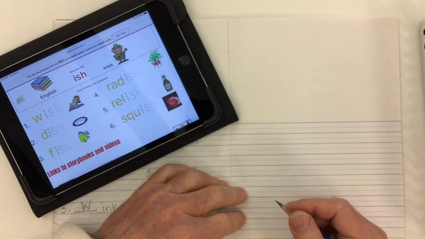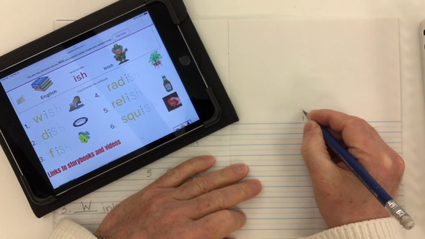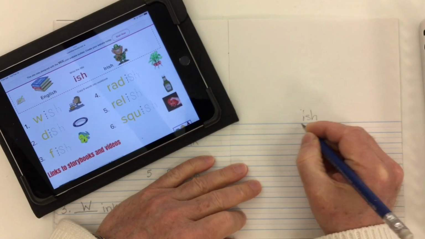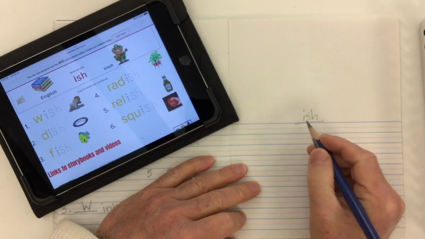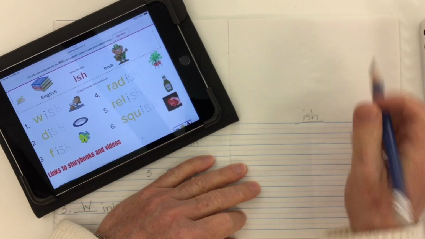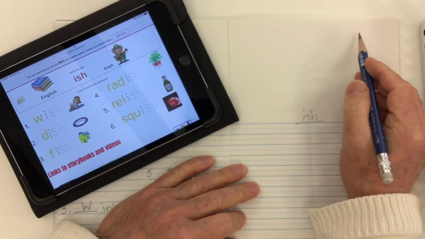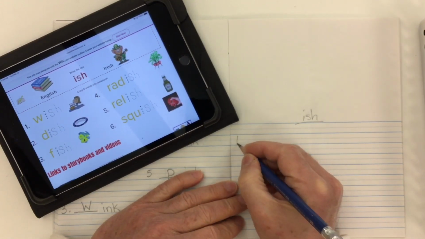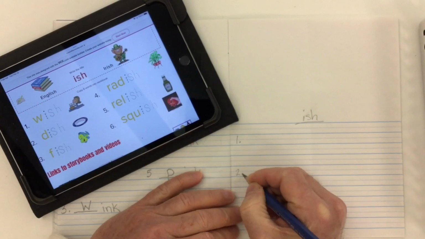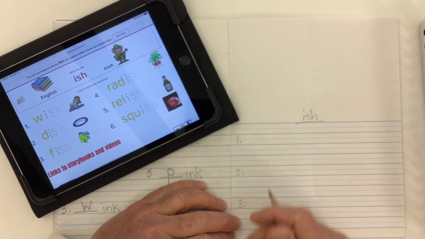So this week in spelling, we look at the word family ending of ISH, which goes ish, ish. Let's use that as our title, ISH. Put the date up in the top corner for whatever the date is for you today. And we're going to have 6 words, so let's number 1, 2, 3 down this side. Leave some spaces, so you got lots of room.